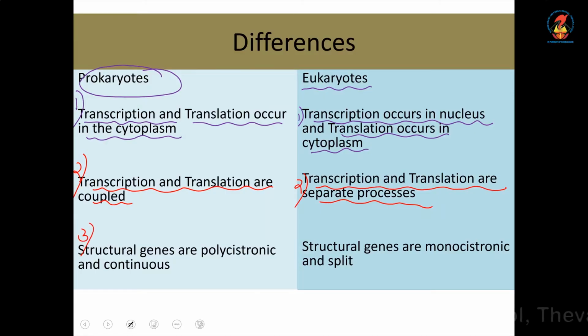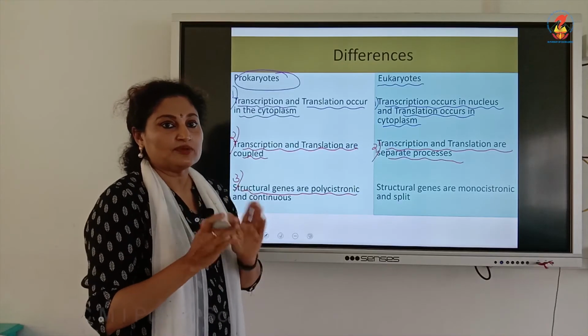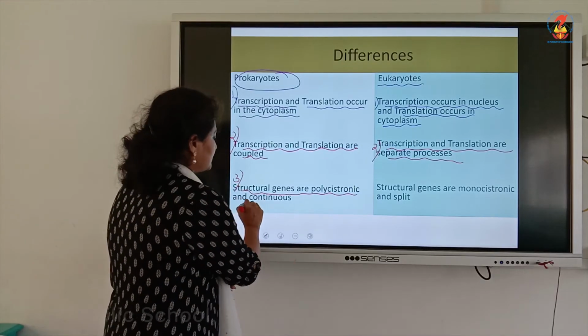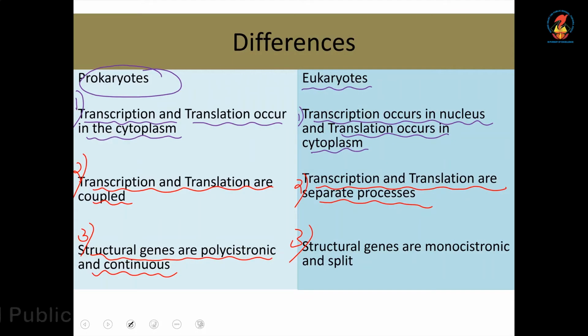Third difference: the structural genes are polycistronic. I told you that between the promoter and the terminator in prokaryotes there are a number of structural genes, so we call it polycistronic, and it is continuous. Whereas in eukaryotes the structural gene is single, there is only a single structural gene between the promoter and the terminator, and it is split. This you will understand later, when I take transcription in eukaryotes, you will understand the meaning of the word split.